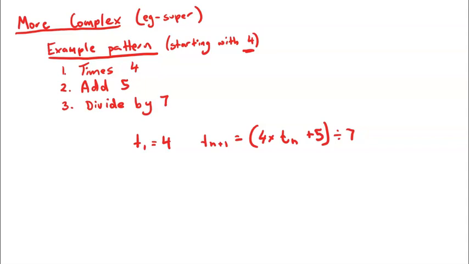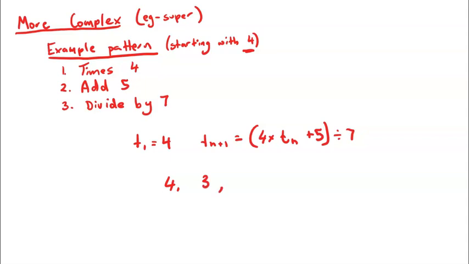So it starts with 4, and then the pattern is saying multiply that by 4, add 5 to the result, and then divide by 7. So this would describe a sequence that goes 4, and then I'll just very quickly do the working on my calculator. I'm multiplying that by 4, so 4 times 4, adding 5 to the result, and then dividing by 7, and that then gives me 3.